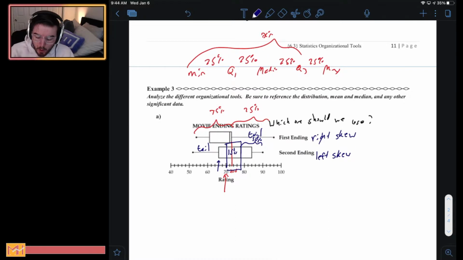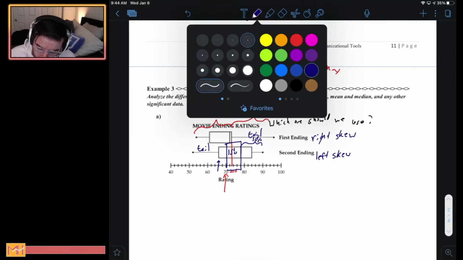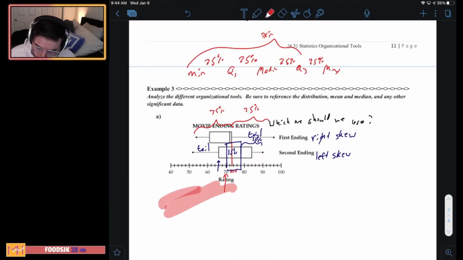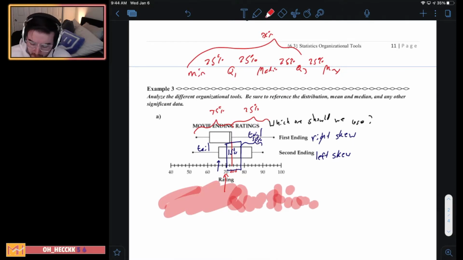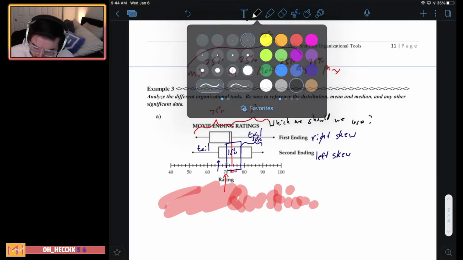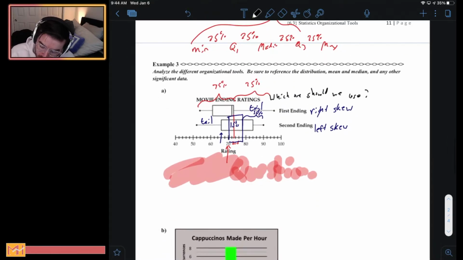So I open the floor to you. Here's my question prompt. Which movie ending would you use? The first ending or the second ending, and why? I wrote in highlighter the word question, so that way I knew where I asked the question. I would use the second ending, because over 50% gave it a C or better.